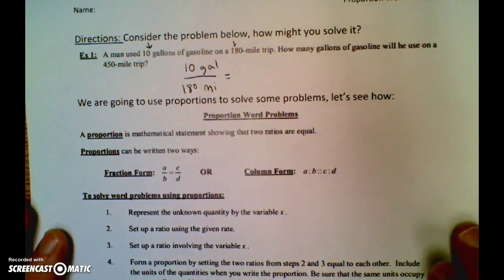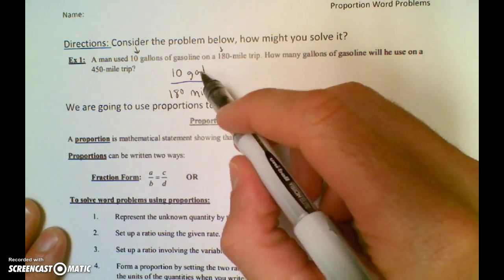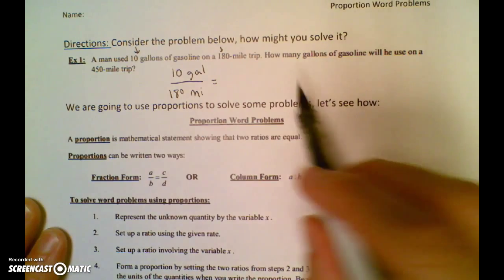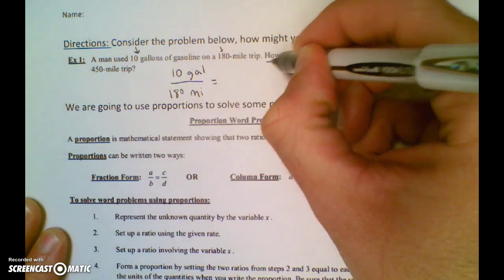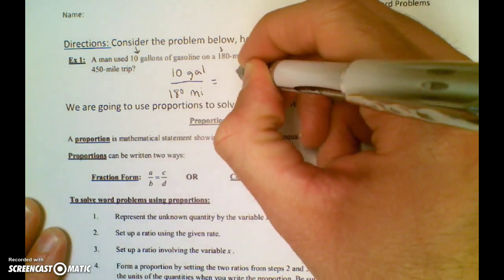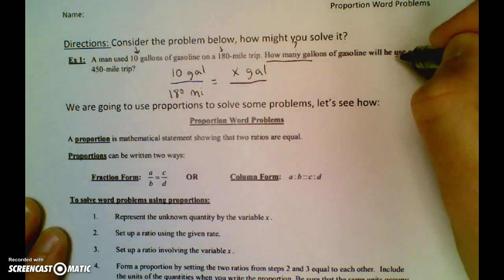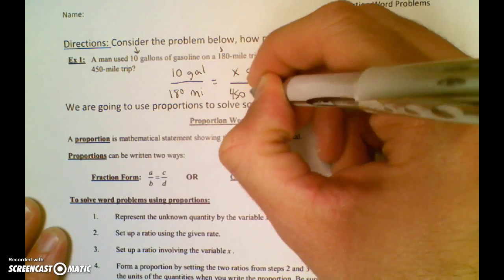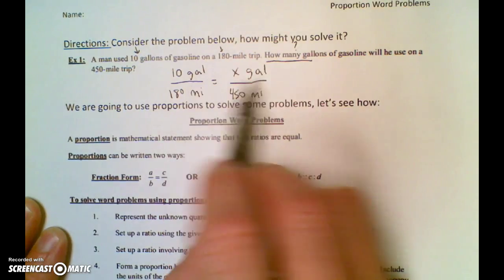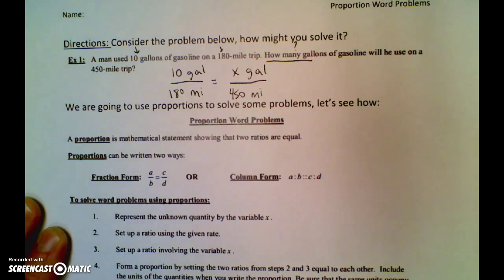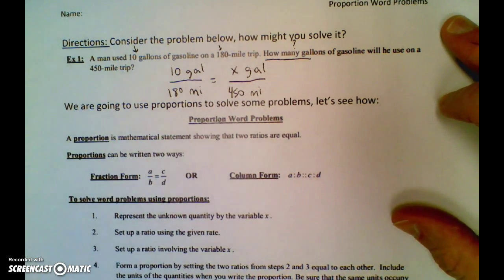So back to our problem at the top. If I have 10 gallons for 180 miles and I'm looking for how many gallons, so it says how many gallons, that's my question. I don't know how many gallons there are, so I'm going to put x. So I have x gallons over 450 miles. Notice my units are the same on the top and on the bottom, and then here you can cross multiply pretty easily. So let's look at some practice problems.